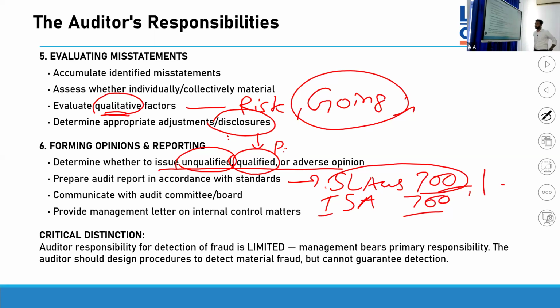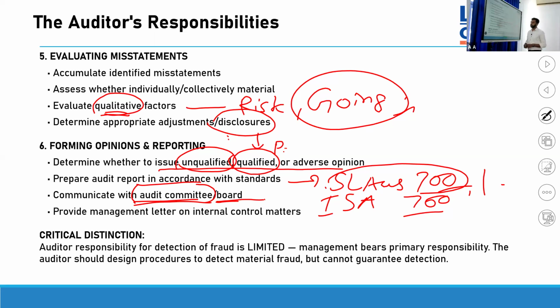Next one is communicate with audit committee or board, right? If it is a PLC, they will have this audit committee. So all the audit findings and weaknesses, we can communicate with them. Or else, if they don't have any audit committee, we can communicate with the board of directors, or management, regarding our audit findings, as well as our findings about the control weaknesses and all.